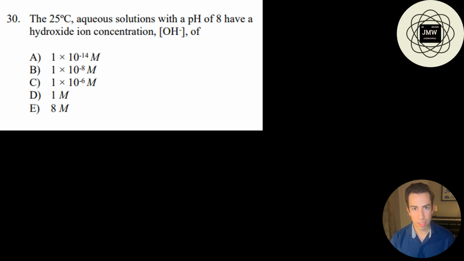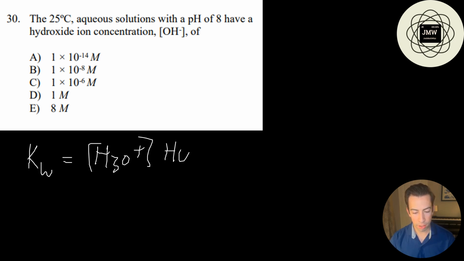So the first thing that we need to remember here is that the equilibrium constant for water is going to be equal to my hydronium ion concentration multiplied by the hydroxide ion concentration. And if you remember, this is just going to be equal to 1 times 10 to the negative 14th.